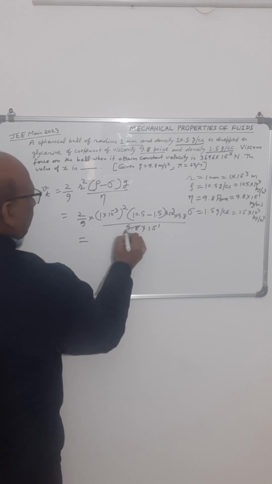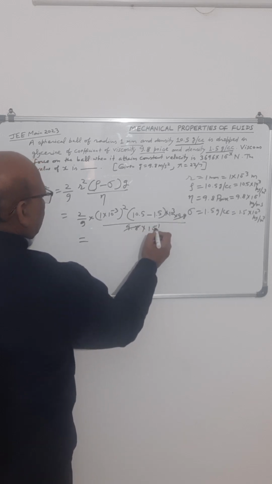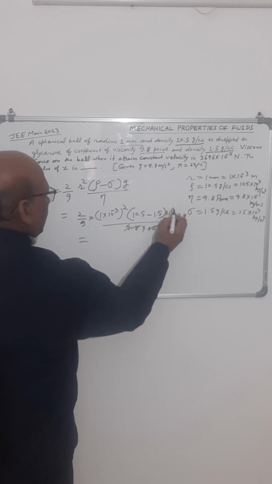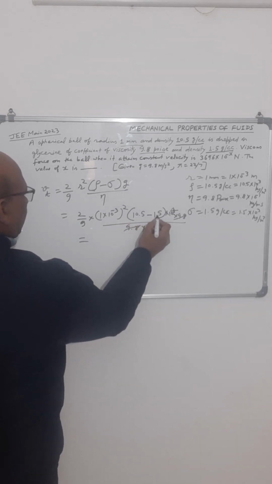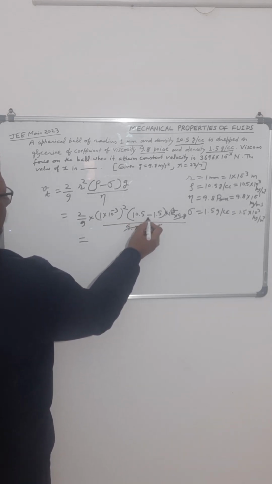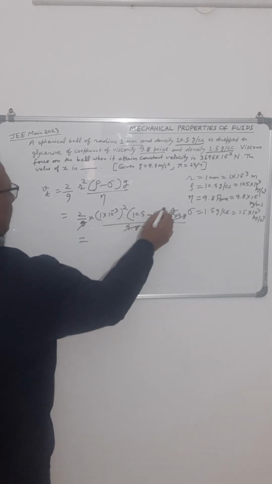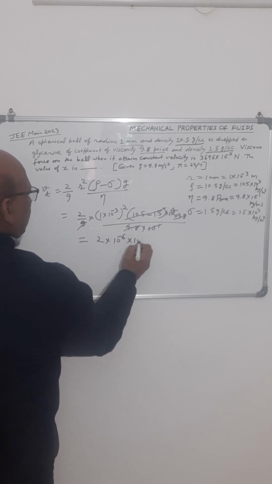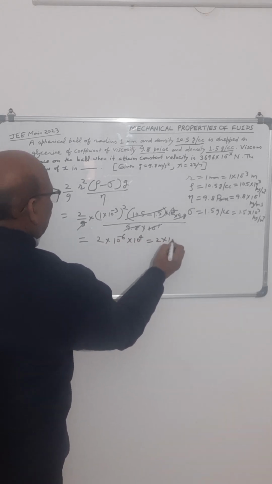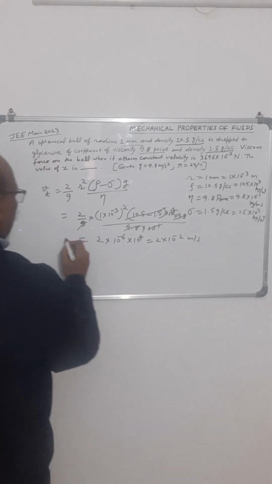So this 9.8 will get cancelled out. This 10 to the power minus 1 will go in the numerator and this will become 10 to the power 4. Okay, so now this 10.5 minus 1.5 will become 9. So 9 and 9 will get cancelled out and we will get 2 into 10 to the power minus 6 into 10 to the power 4, that is 2 into 10 to the power minus 2 meter per second. So terminal velocity has come.